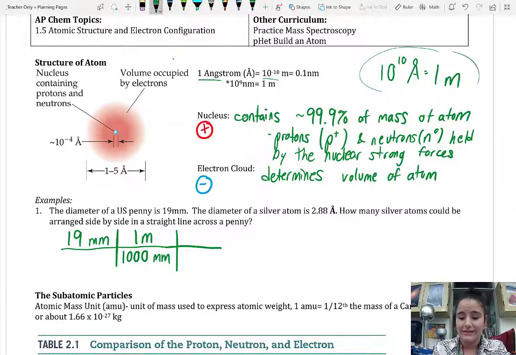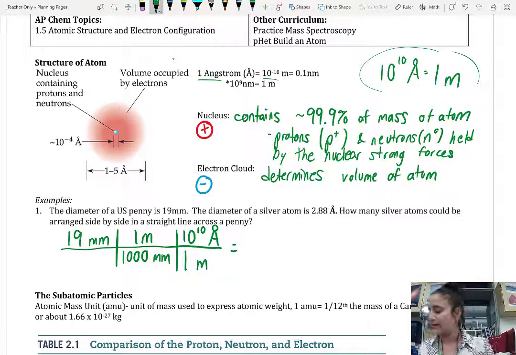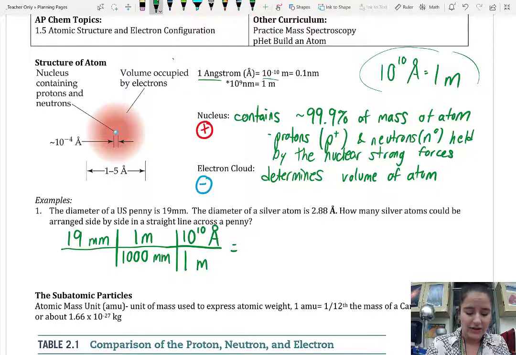Or you could use it this way: 10 to the 10th angstroms is 1 meter. It doesn't really matter which way you do it. I will do it with 1 meter is 10 to the 10th angstroms. I could go one step farther and figure out the number of silver atoms from here, but I'm just going to solve this out because I think it makes it a little bit more clear. So we have 19 times 10 to the 10th divided by 1,000. The diameter of a US penny in angstroms is 1.9 times 10 to the 8th angstroms.